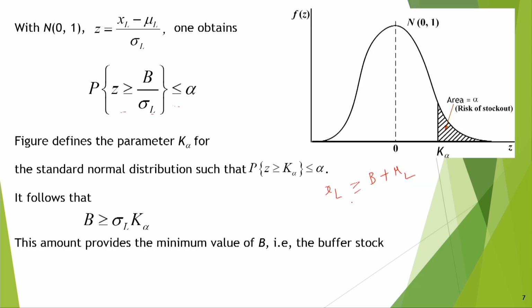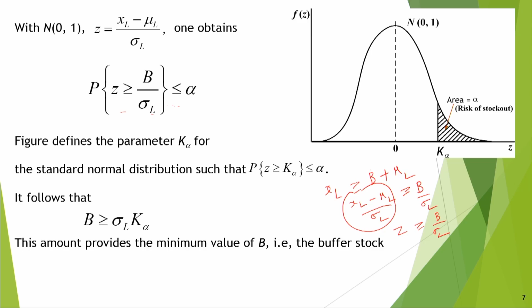And if I say that XL minus mu L should be greater or equal to B, it follows that I just transformed it here. And if I divide it by sigma L, which is a positive quantity only, then this quantity can be put as Z, and therefore Z is greater or equal to B by sigma L, and this probability is smaller than alpha.